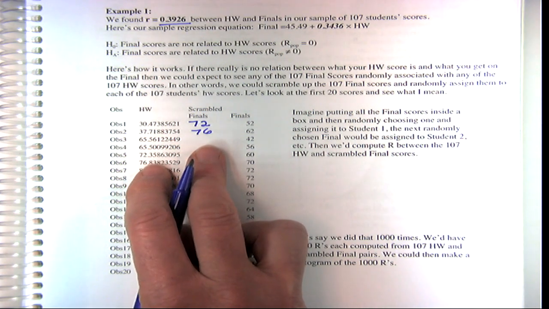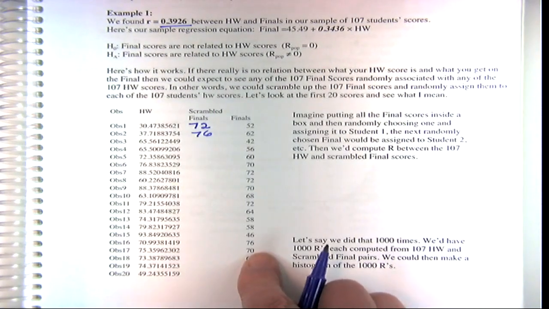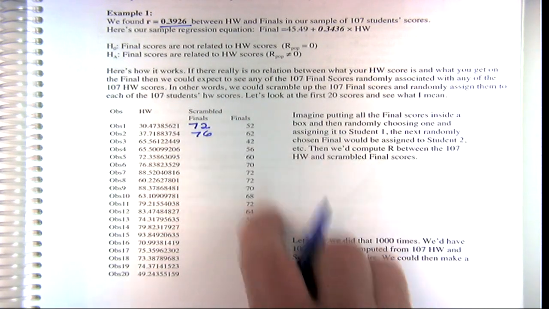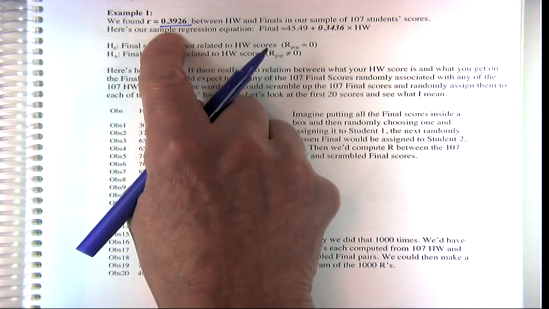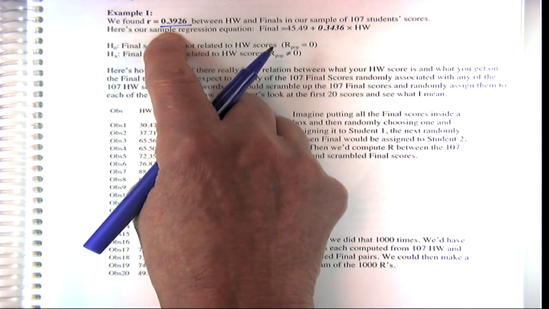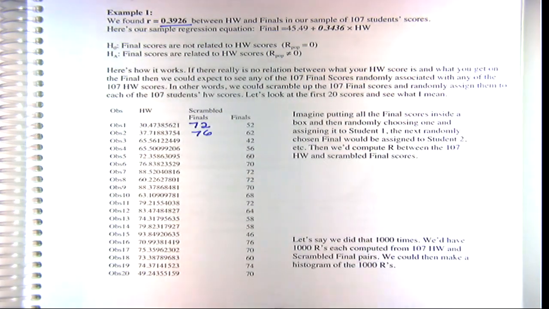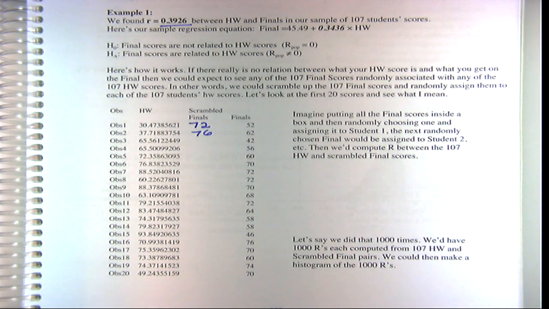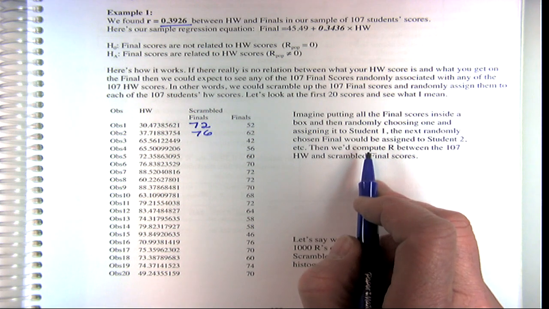Remember, the null says that the correlation coefficient is 0. The null says that what we got is just by random luck, that the real distribution has a correlation of 0. Okay? So we do that over and over and over again. Okay?